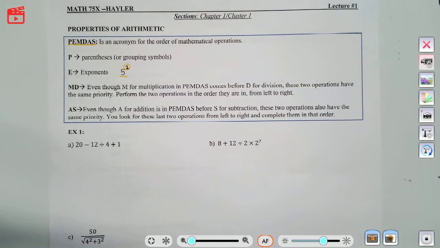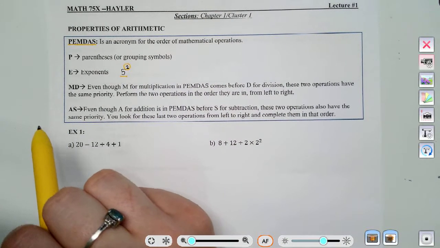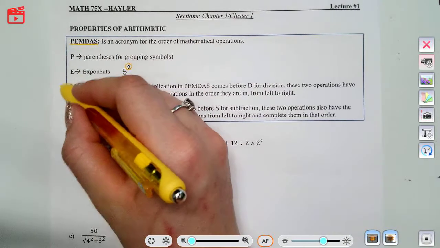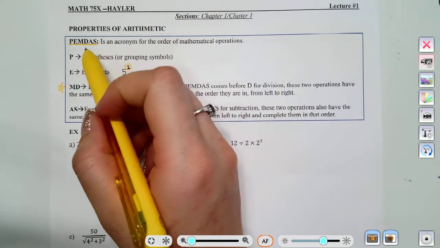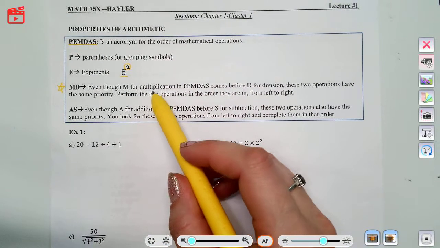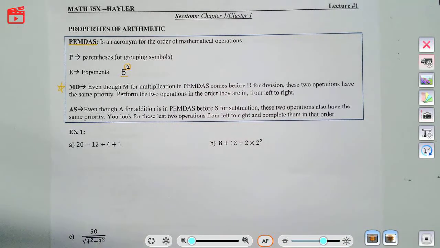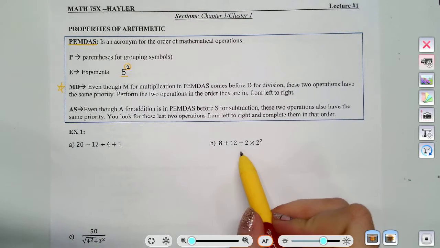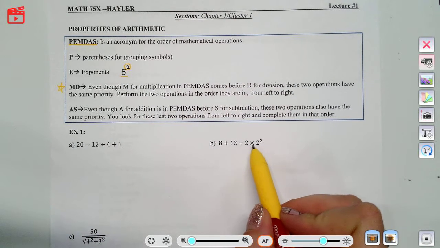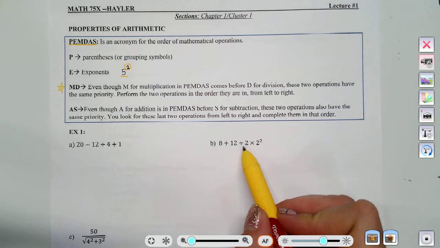Then the next thing is where sometimes there is some confusion, so please remember this is important. MD. M stands for multiplication, and D stands for division. But these two operations have the same priority. If you come across a problem like B, where there's a division and a multiplication, we would first do the division because it came first.